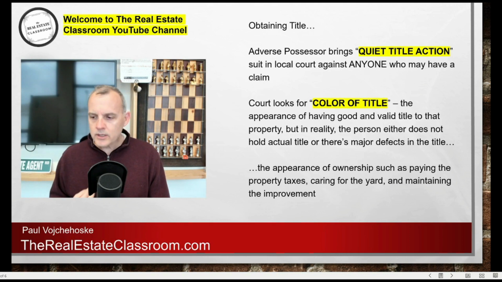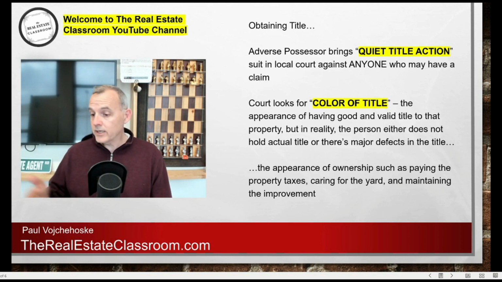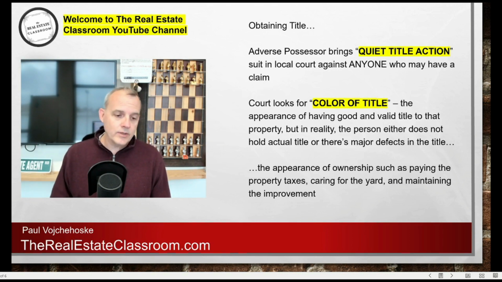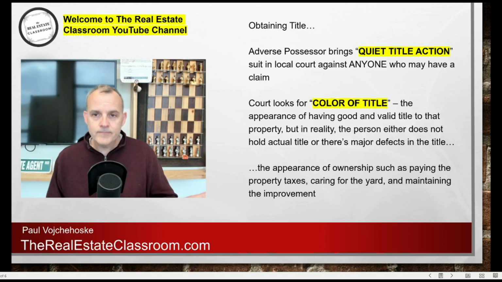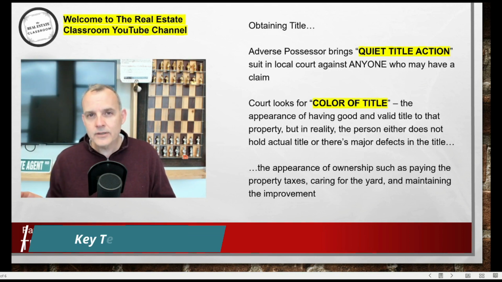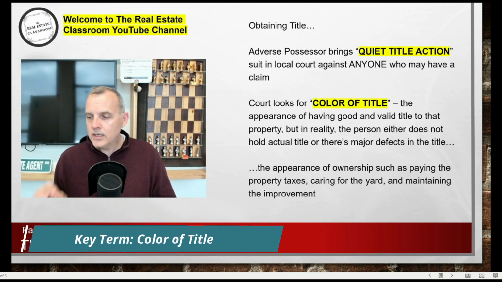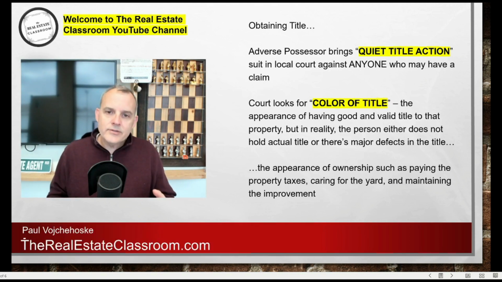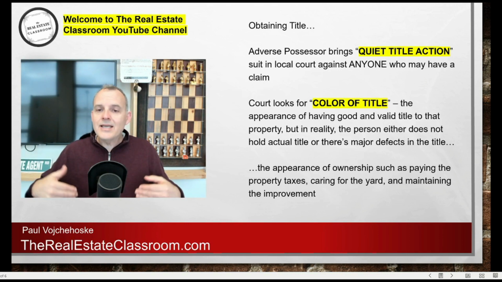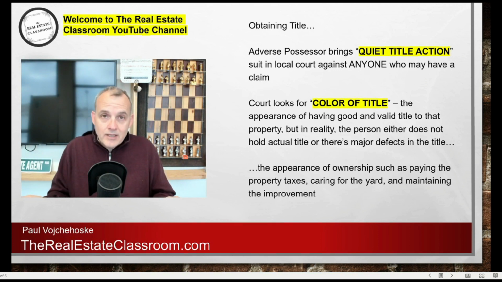Now, what is the court going to look at and use to determine whether or not they should transfer title to the adverse possessor? Well, they're looking for those 5 elements, and they're looking for what's called title or color of title. Color of title is another key real estate term, and it basically is: did the adverse possessor give the appearance of having good and valid title when in fact they really didn't?